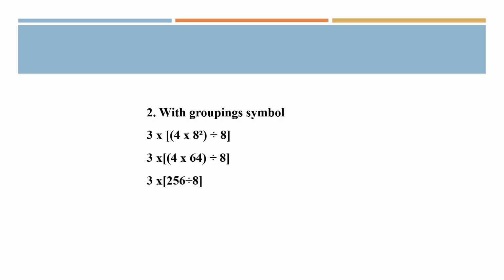3 times brackets, 4 times 64 equals 256, divided by 8 brackets. 3 times 256 divided by 8 equals 32. So, the answer is 96.